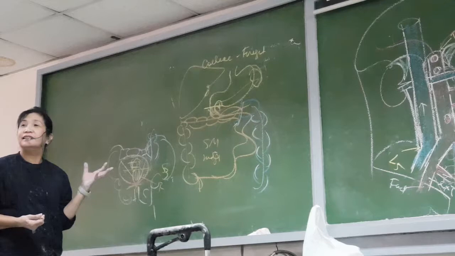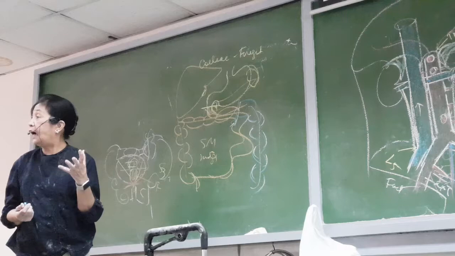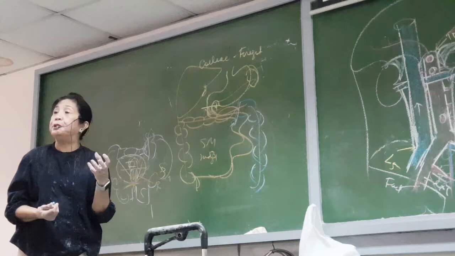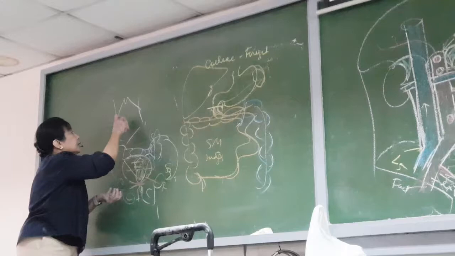And this will be supplied by what? Inferior mesenteric artery. Hindgut. Now, you should also be aware, if you have pain fibers coming from here, where is the referred pain? The referred pain coming from the foregut is in the epigastric region.